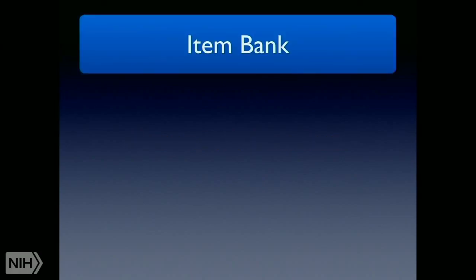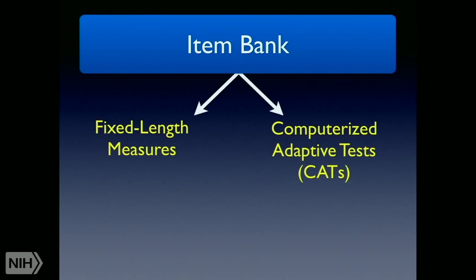Basically, I've got one of two main strategies here: a fixed length or computerized adaptive tests. With fixed length measures, everyone is going to get the same number of items. It's a fixed length for everyone. And I've got a couple different options there. There are some very handy ready-made fixed length measures. If you want to use measures from the NIH PROMIS system, you can go to the Assessment Center website and find ready-made short forms.